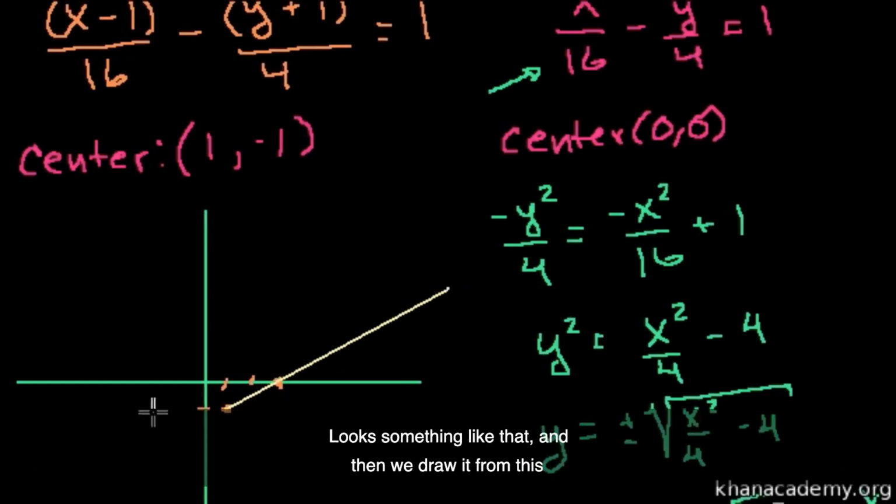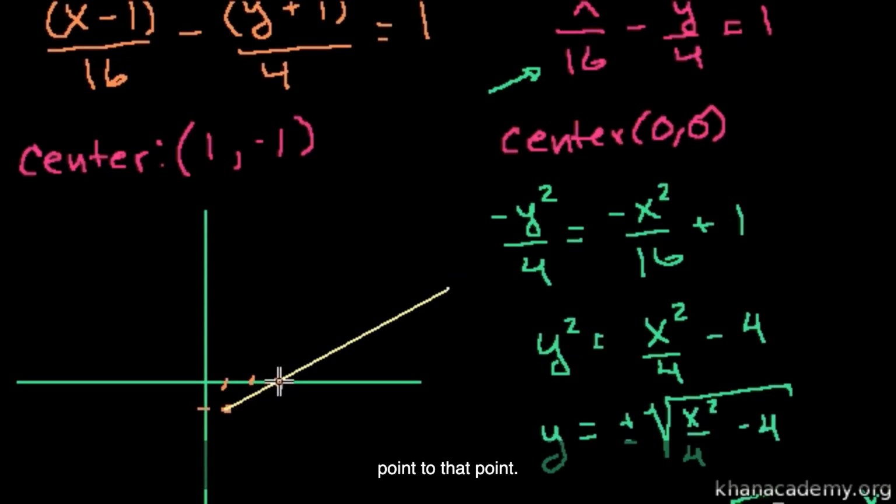Yeah, it looks something like that. And then let me draw it from this point to that point. Oh, gotta have a steady hand. Okay, there you go. I think you get the point.